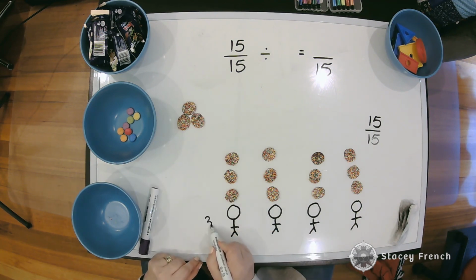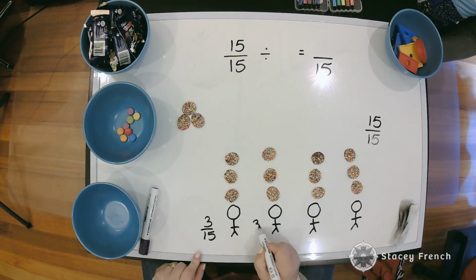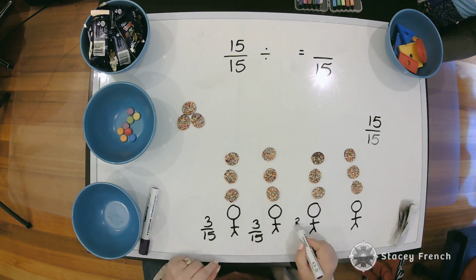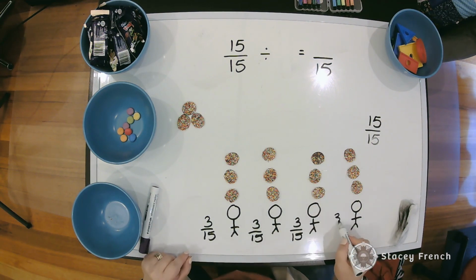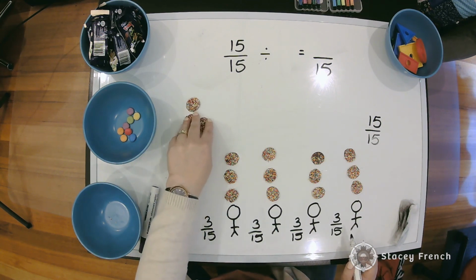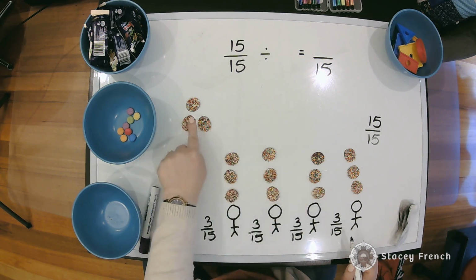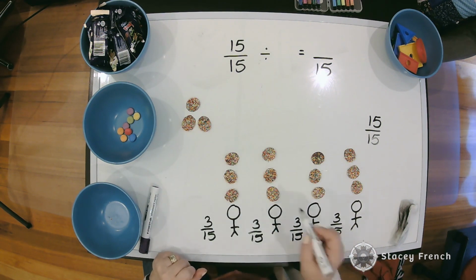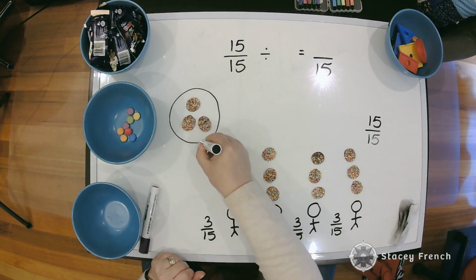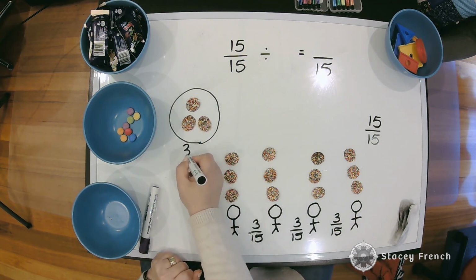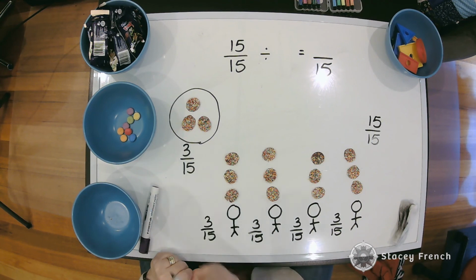They're leftovers. So how many did I get? I got 3/15ths. My friend got 3/15ths. My other friend got 3/15ths. And my last friend got 3/15. I can't share these ones out because there's 4 of us and there's only 3 Freckles there. So those become leftovers. There are 3/15 as leftovers.